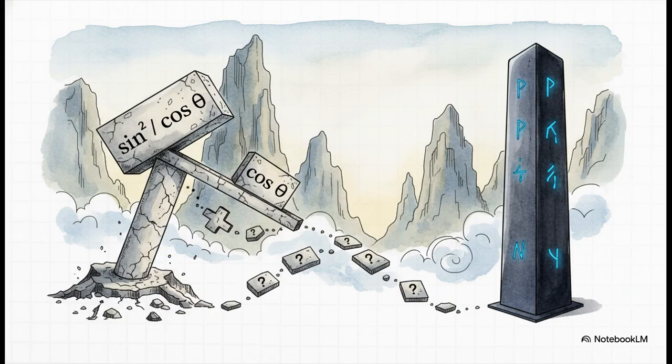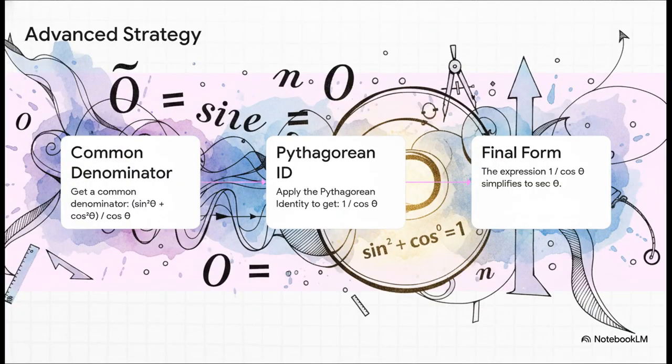Now, this one looks a little intimidating, right? We've got a fraction, we've got addition. How on earth is sine squared over cosine plus another cosine going to turn into secant? Let's just trust the strategy. So before we can simplify, we need to combine these two terms.